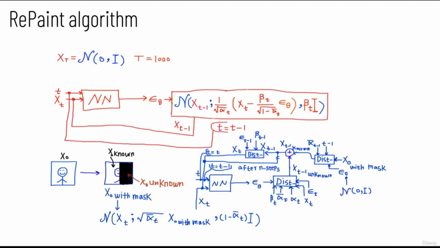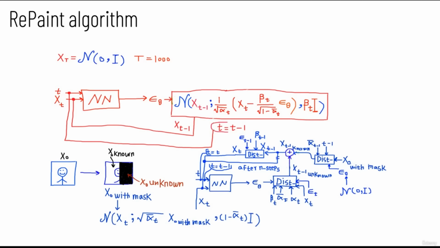And they found that it is better to not use the Repaint algorithm after each time step, but after a number of time steps. Let's say that after 10 time steps, we will apply this operation, this harmonization process.